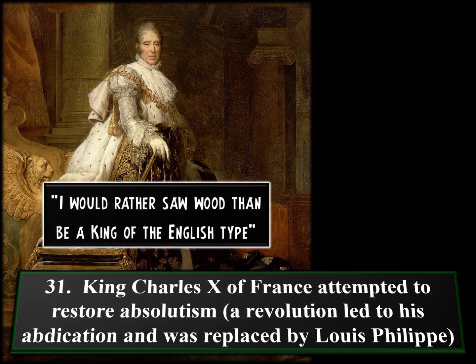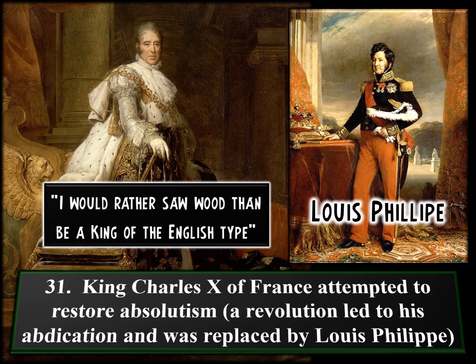I would rather saw wood than be a king of the English type, Charles X said. Well, the French people happily obliged him and forced him out. And instead, Louis Philippe becomes the next king. Louis Philippe referred to himself as the bourgeois king, or the bourgeoisie king, because he saw himself to have the same ideals of the regular bourgeoisie in French society. And he agreed to rule as a constitutional monarch and not attempt to turn the clock back.